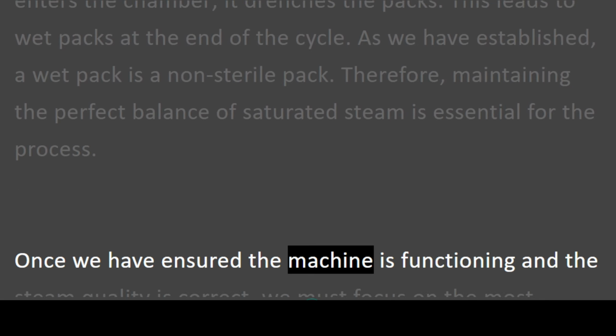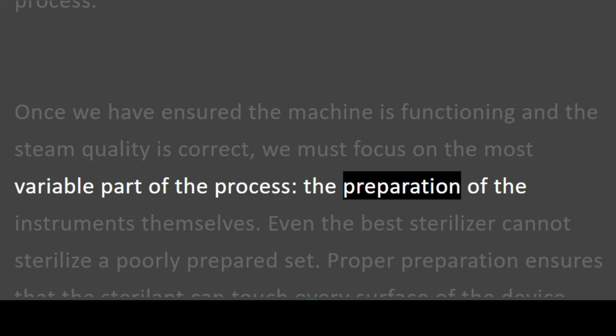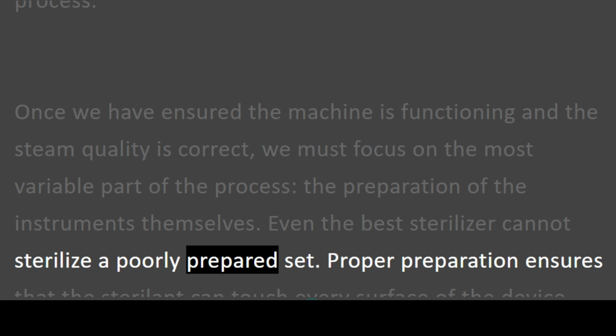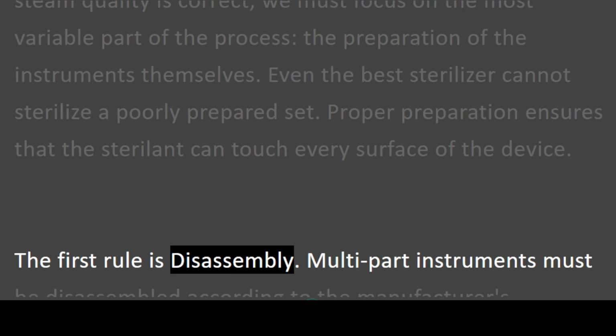Once we have ensured the machine is functioning and the steam quality is correct, we must focus on the most variable part of the process, the preparation of the instruments themselves. Even the best sterilizer cannot sterilize a poorly prepared set. Proper preparation ensures that the sterilant can touch every surface of the device. The first rule is disassembly.